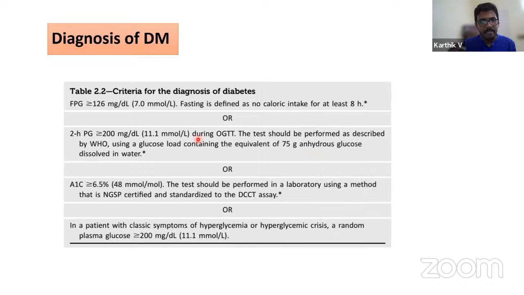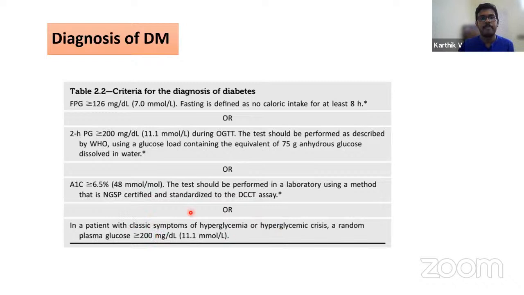Then you have the 2 hour plasma glucose after an OGTT, oral glucose tolerance test, where 75 gram of anhydrous glucose is dissolved in water. Of course, you have so many precautions before the patient can undergo an OGTT. Then you have the HbA1c cutoff of more than or equal to 6.5%. And finally, the last criterion: a patient with a random plasma glucose of more than or equal to 200 milligram per deciliter with classic symptoms of hyperglycemia or hyperglycemic crisis.